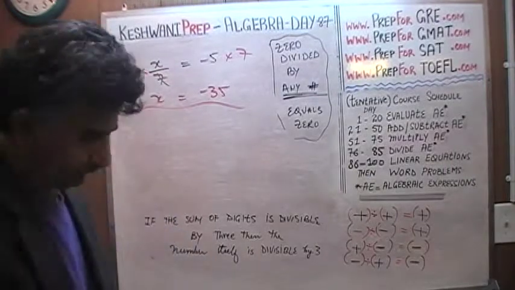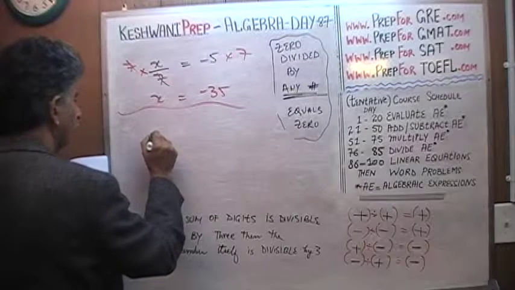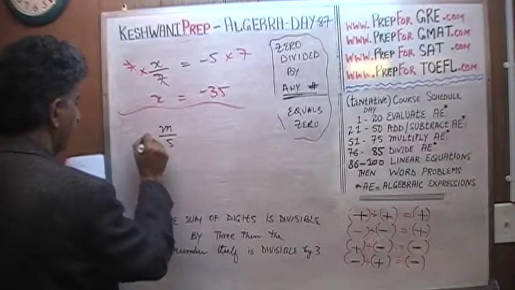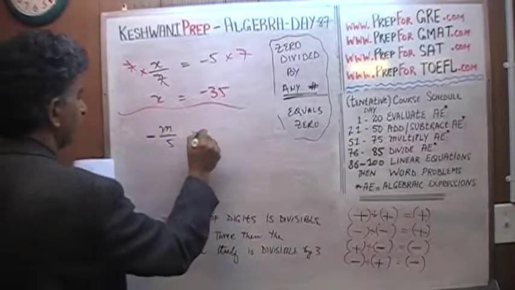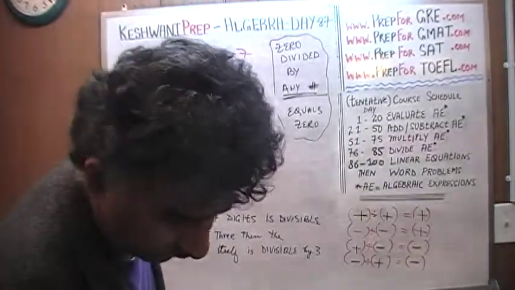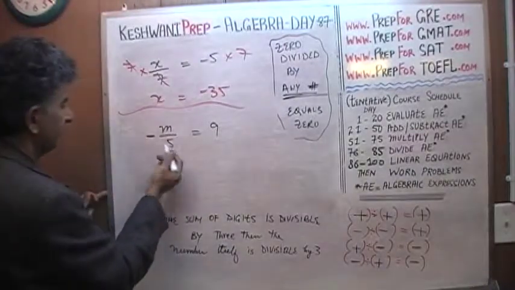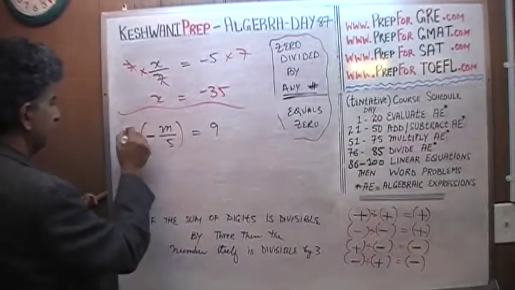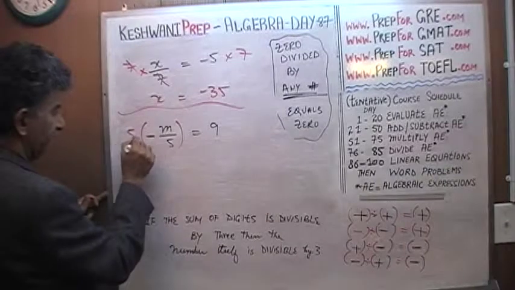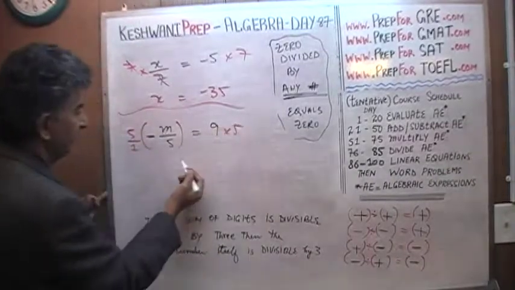Number 7 rather. It says negative m over 5 equals 9. Now that's a strange one. Negative m over 5 equals 9. Well, first things first, we have to get rid of this 5 here. Multiply this side by 5, which is technically 5 over 1. And since we're multiplying this side by 5, we have to multiply that side by 5.